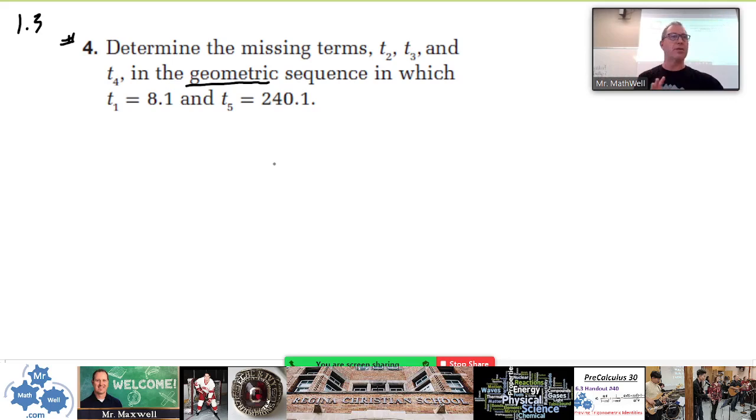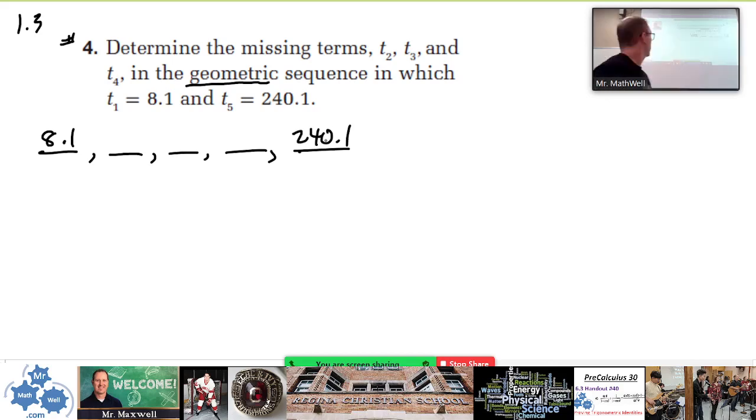Okay, so having that in mind, I'm a visual learner. I like to map things out when I can. So this is the way that I'll tackle this question, but T1 is given to you as 8.1. So I'm going to write 8.1 there as the first term. And T5 is 240.1. So here's T2, 3, 4, and T5 is 240.1. Okay? So you guys can see that?